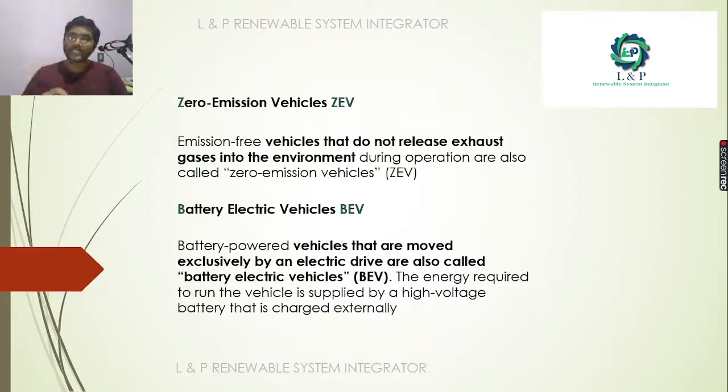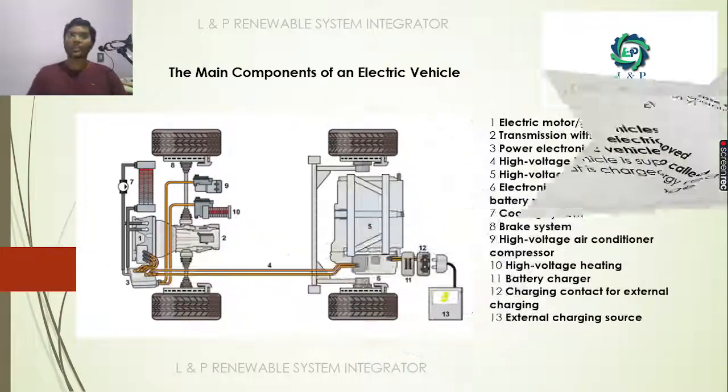So first, what is a zero emission vehicle? A vehicle that does not release exhaust gases into the environment during operation is referred to as a zero emission vehicle. And what is a battery electric vehicle? A vehicle that is moved exclusively by an electric drive with the help of battery power. These are also referred to as battery electric vehicles. Very simple terminologies.